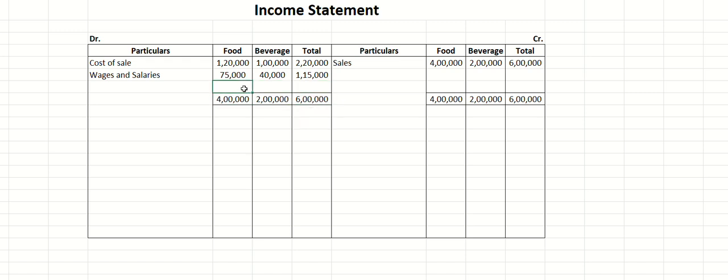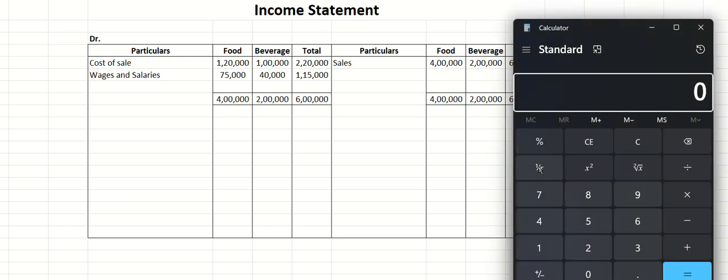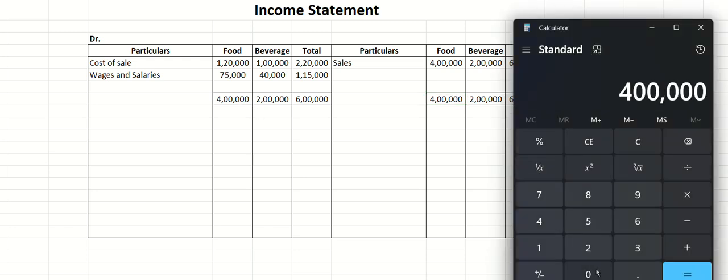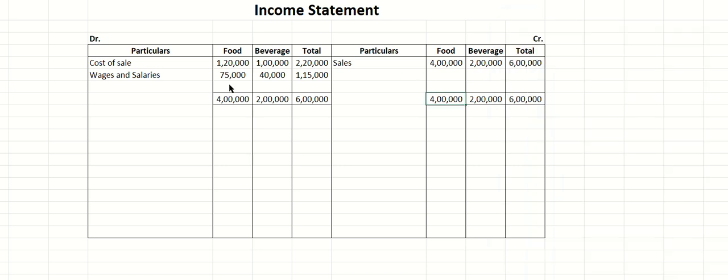Now it is our duty to make it equal. Here the total is 4 lakh, but here it is just 1 lakh 95,000, not 4 lakh. So we are going to find the difference. That is 4 lakh minus 1 lakh 95,000, which is equal to 2 lakh 5,000. So we can write here 2 lakh 5,000.